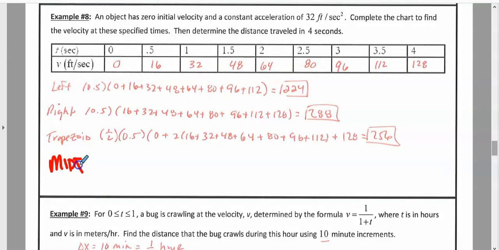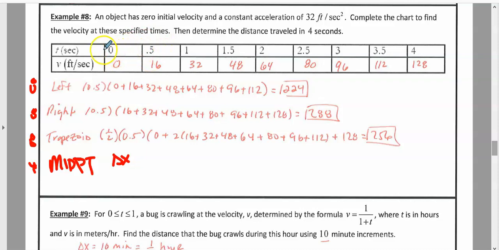So for midpoint, I can't do 8 rectangles because I don't know what's between 0 and 1/2. I don't know what 0.25 is. So for midpoints, they're usually going to tell you how many rectangles they want. Say you want 8 for this one, 8 for this one, and 8 for this one. We're going to just do 4. We want 4 here, so that means our delta x is actually going to change.